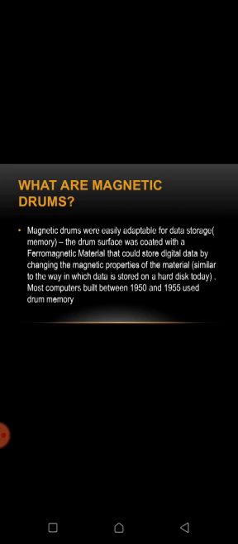Next, what are magnetic drums? Actually, magnetic drums were easily adaptable for data storage, and the drum surface was coated with a ferromagnetic material that could store digital data by changing the magnetic properties of the material. Ferromagnetic materials are those materials which exhibit strong magnetism in the same direction as the magnetic field applied. Most computers built between 1950 and 1955 used drum memory, like the magnetic drum. Here is a picture of magnetic drums.